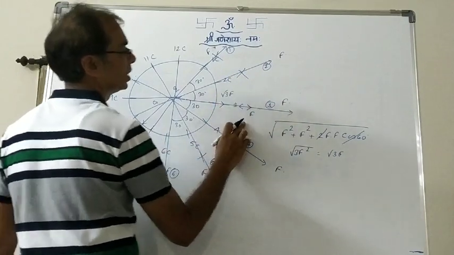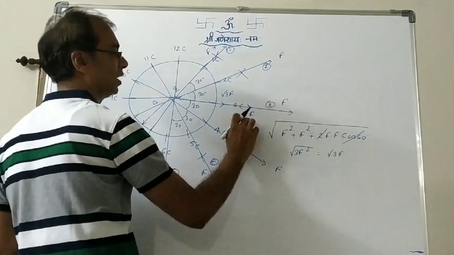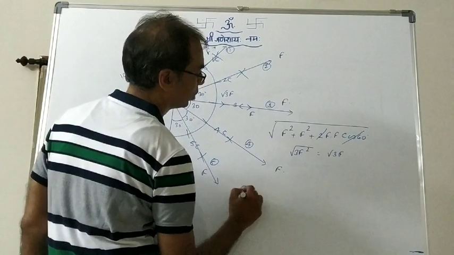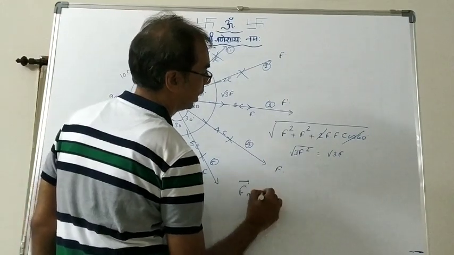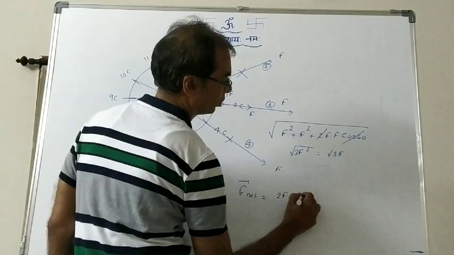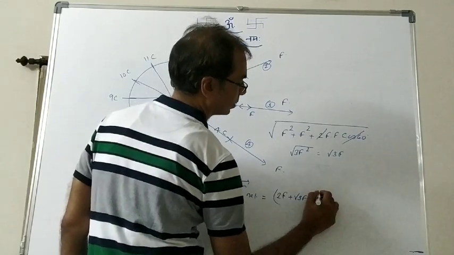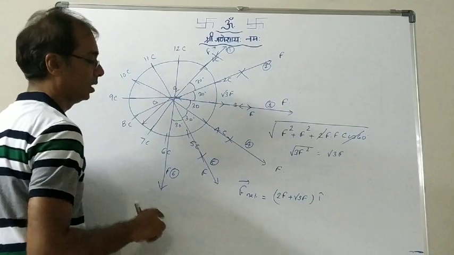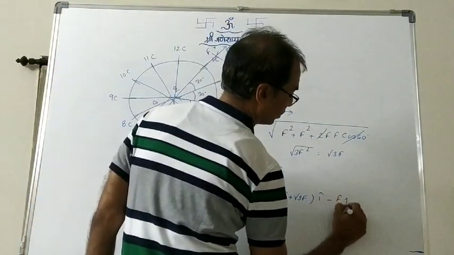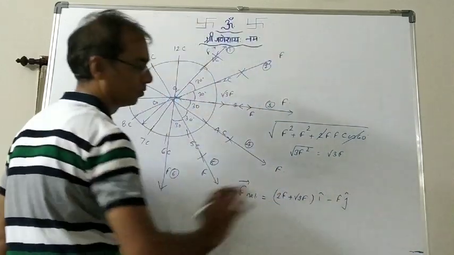So along this direction, how many forces are acting? F plus root 3 F along the x-axis. So the net force, if I am going to write it, I'll say (2F plus root 3 F) i cap. Now which force is remaining? This force. Now you can say minus F j cap. This is the total force.